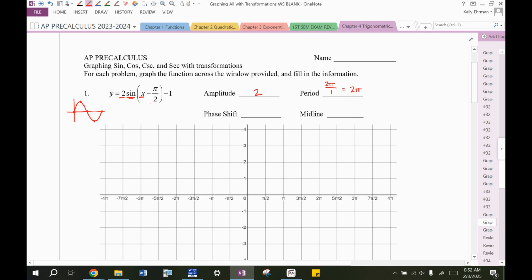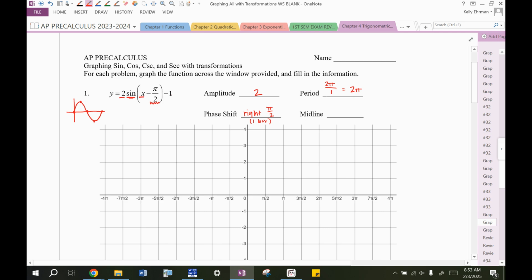The phase shift is, there's nothing to factor out in front of the x, so it's to the right pi over 2 units. Sometimes I like to make a note of what is pi over 2 units? So take a look at the scale here. Pi over 2 units is 1 box. So shift everything 1 box to the right.